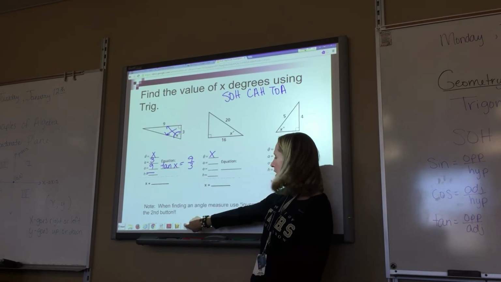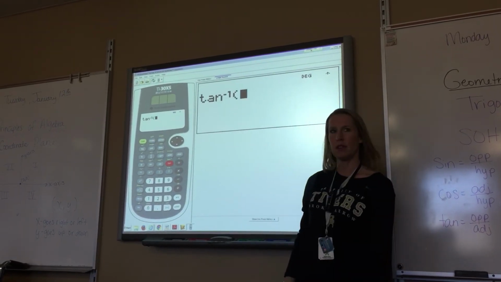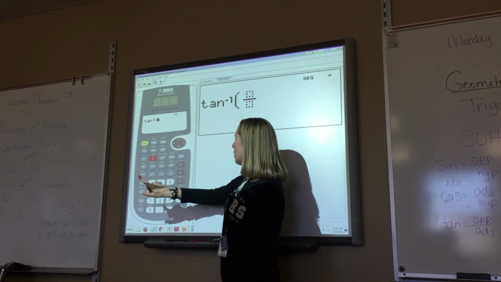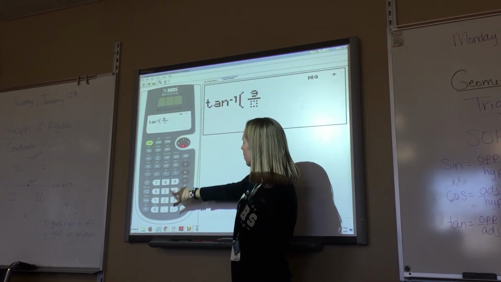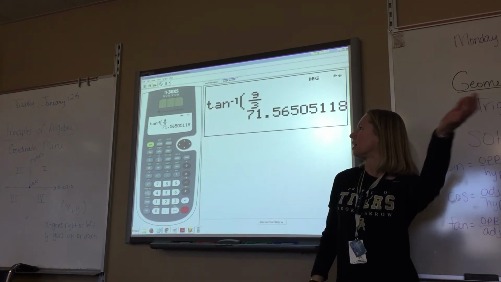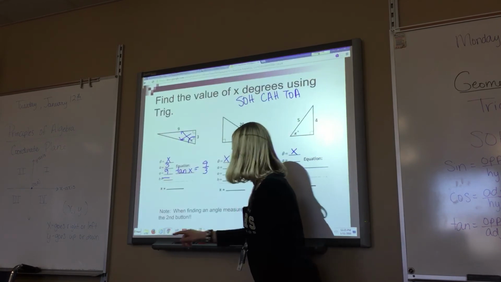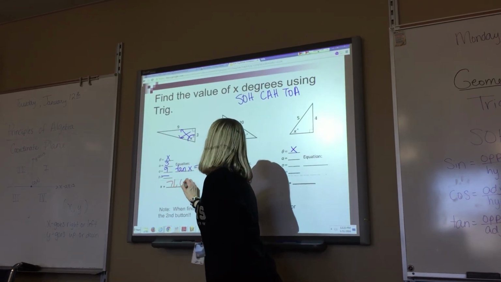So this is what it's going to look like in your calculator. You're going to push the second button, second tan. Then just use that N over D button, 9 over 3. Hit enter, and that means it's about 71.6 degrees. So we just found the angle, 71.6 degrees.